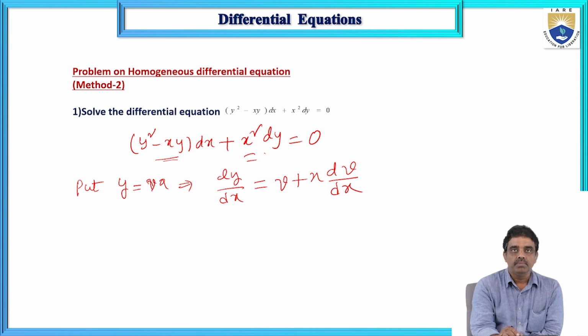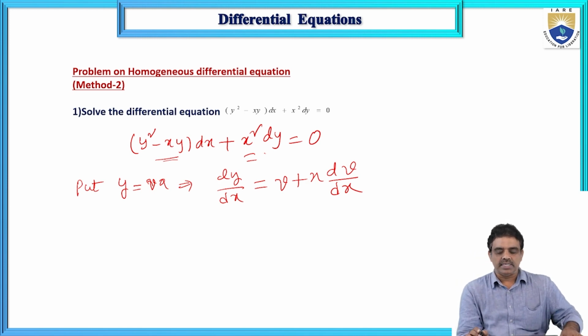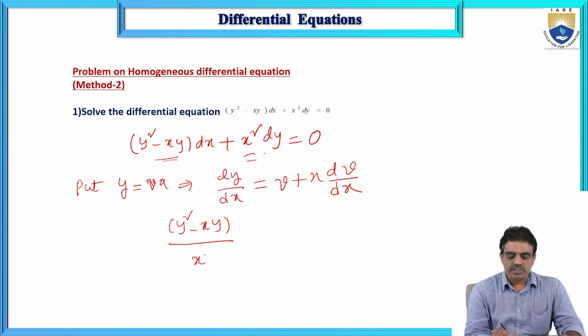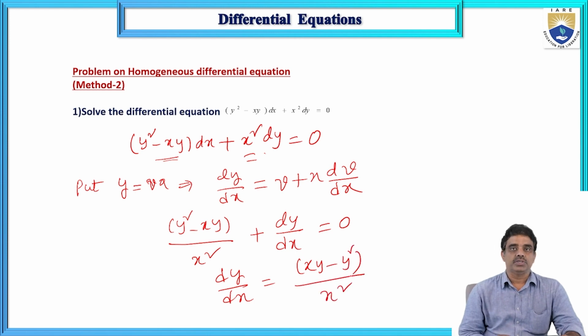So it is in uv form. On differentiating v times x you get 1 plus x, treating x as constant, into dv by dx, the differentiation of v with respect to x. Now the equation can be written as (y square minus xy) by x square plus dy by dx is equal to 0. Or I can write dy by dx is equal to minus of this, that is, (xy minus y square) by x square. This is the given equation.